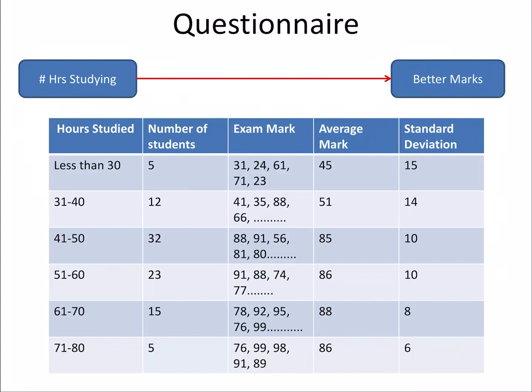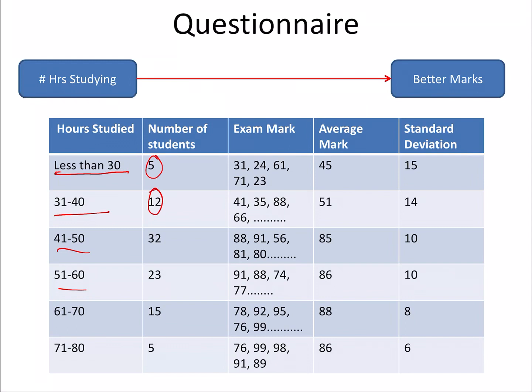Now, as the data set becomes larger and larger, you may want to organize the data into categories. So instead of having the precise number of hours per student, you talk about the hours studied, you split that up into different categories or different ranges: less than 30, 31 to 40, 41 to 50, 51 to 60, and so on. And then you start to count or add the number of students who fit into different categories. So, perhaps you had 5 students who studied less than 30 hours, about 12 studied 31 to 40, and so on. And these are their individual marks, for example.